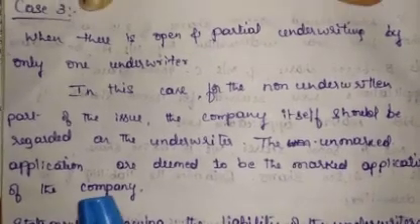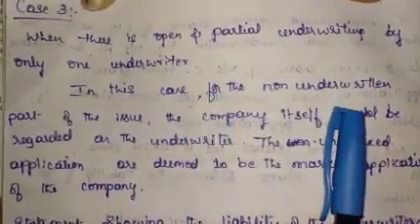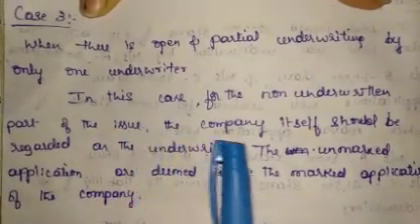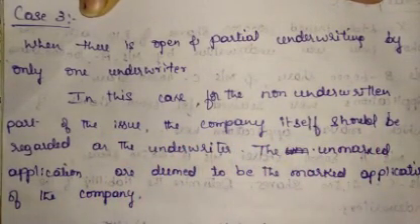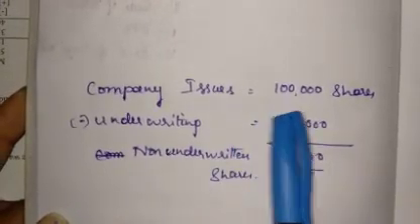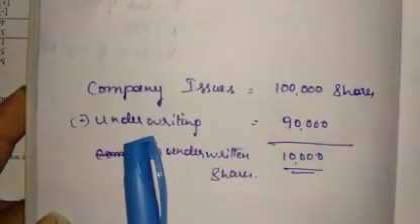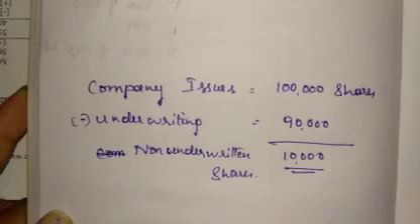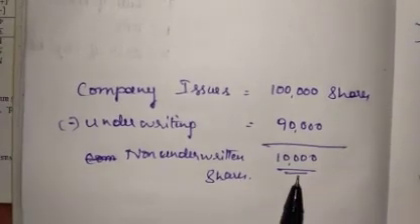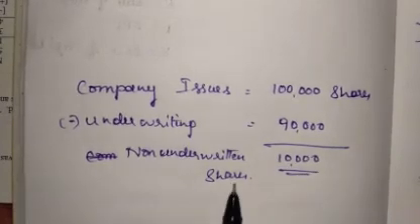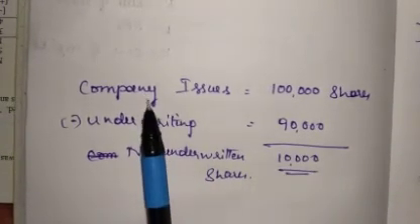In this case, for the non-underwritten part of the issue, the company itself should be regarded as the underwriter. For example, the company issues 1 lakh shares and the underwriter gives a guarantee for 90,000 shares. The remaining shares, 10,000, are non-underwritten shares. For that, the company becomes the underwriter.